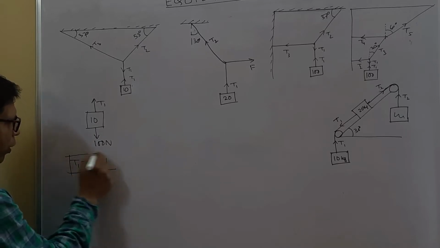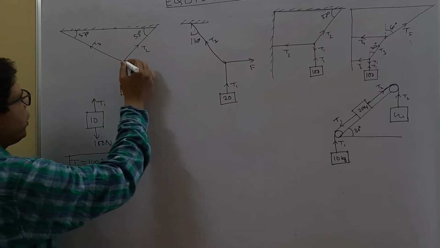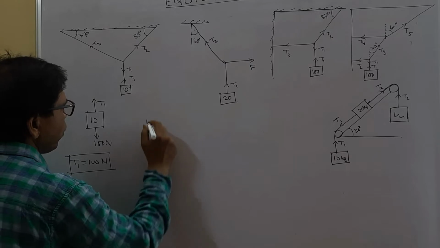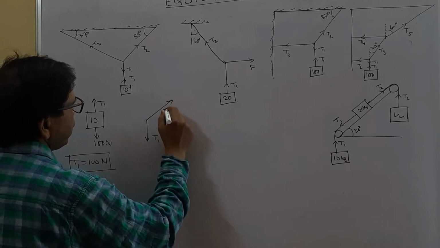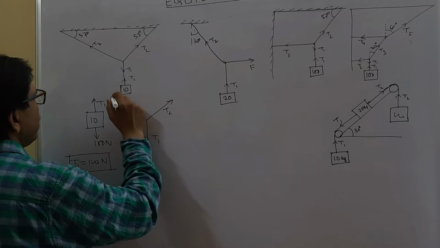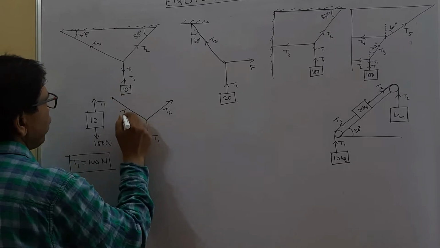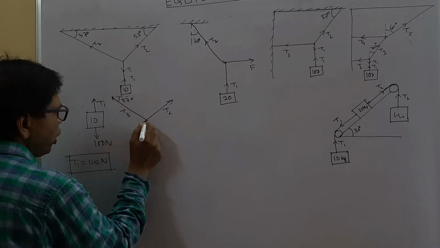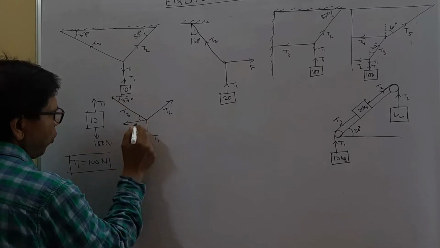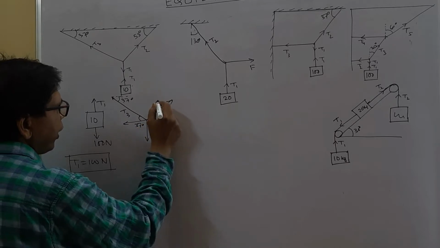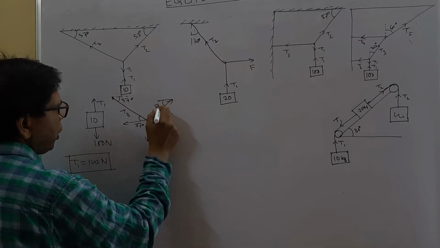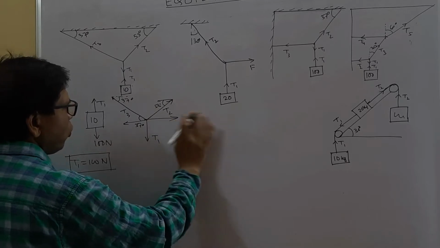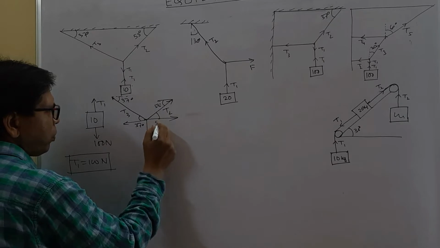This is number 1. Now we draw the forces acting on this part. Here, this is the tension T1, this is the tension T2, and along this direction this is the tension T3. Look at this angle, 37 degree. So this angle becomes 37 degree, and this angle becomes 53 degree.